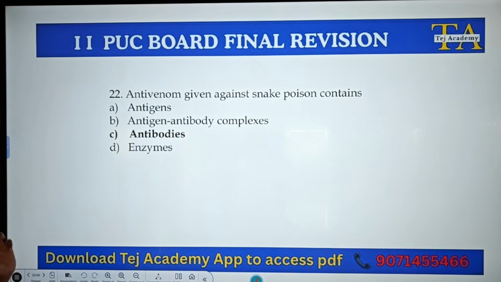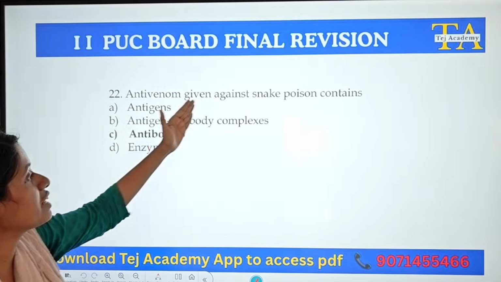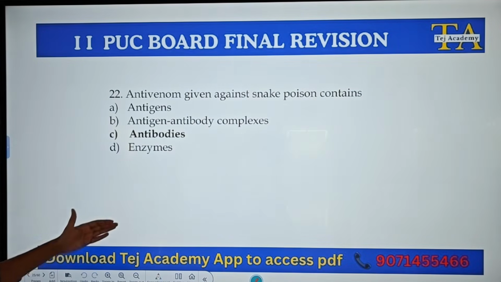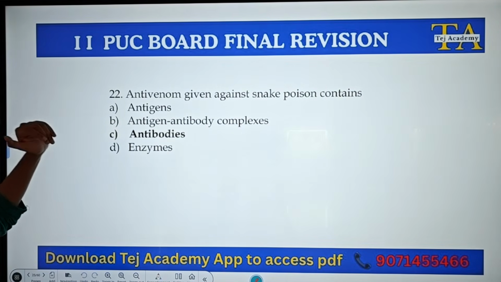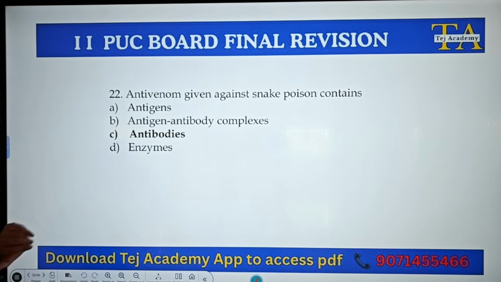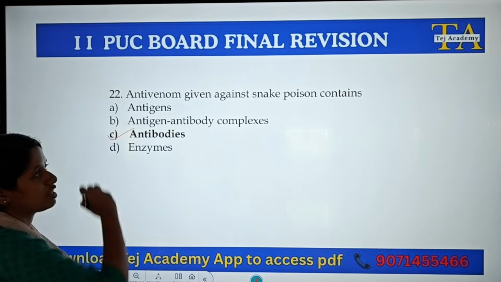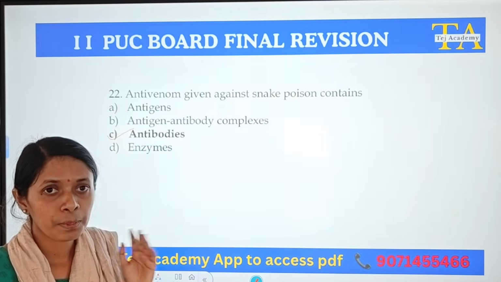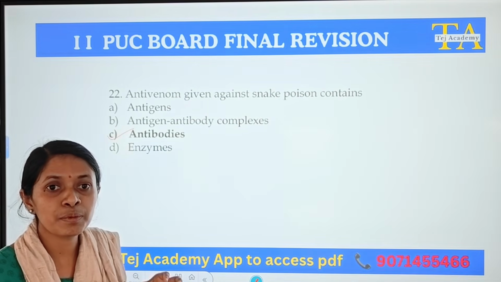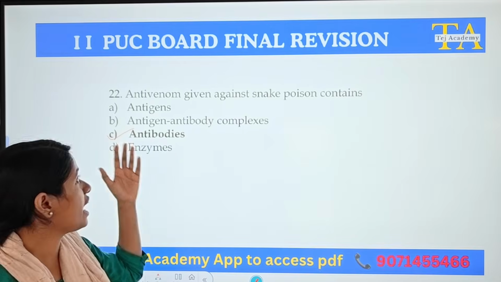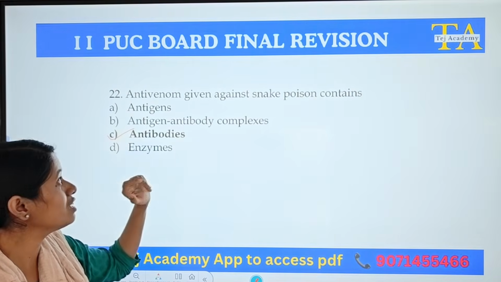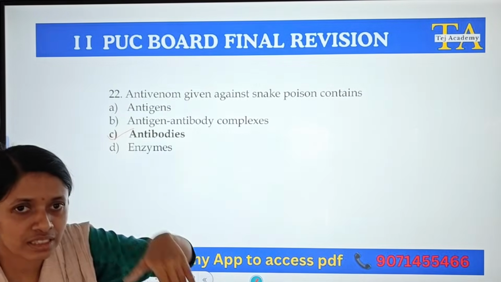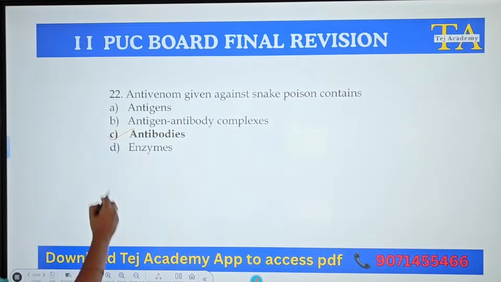The next question is, anti-venom given against snake poison contains: antigen, antibody complex, antibodies, enzymes. So the correct answer is antibody. Because if a person gets bitten by a snake, then that person needs immediate action against the antigen, that is the venom. Okay, so the anti-venom is the antibody against the snake antigens. Okay, the answer is C.